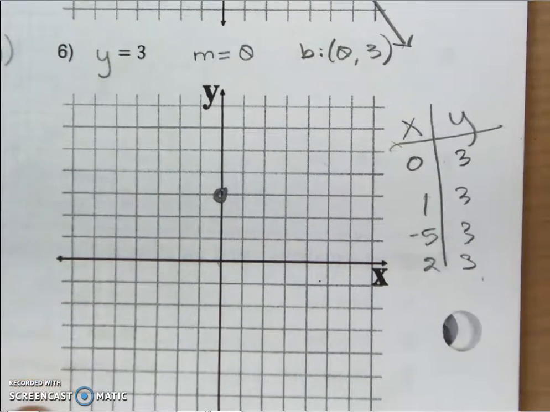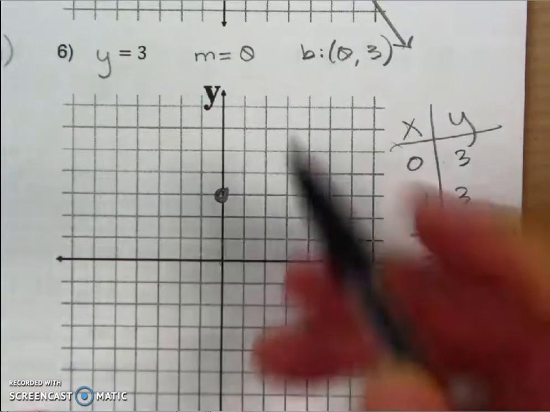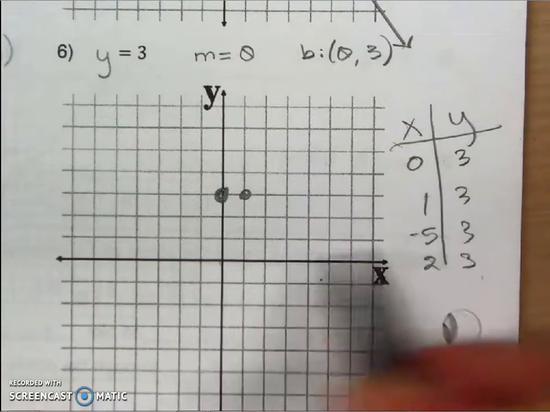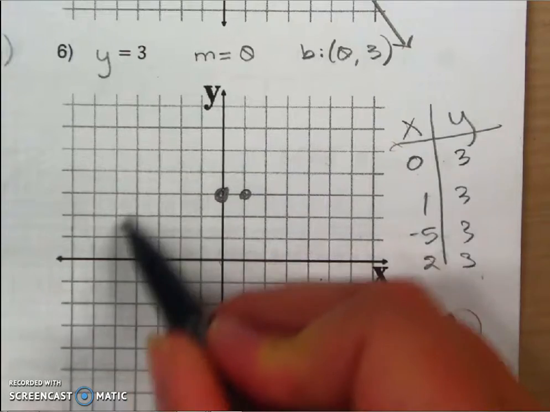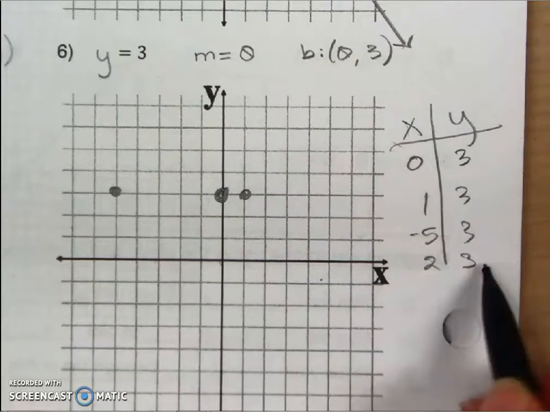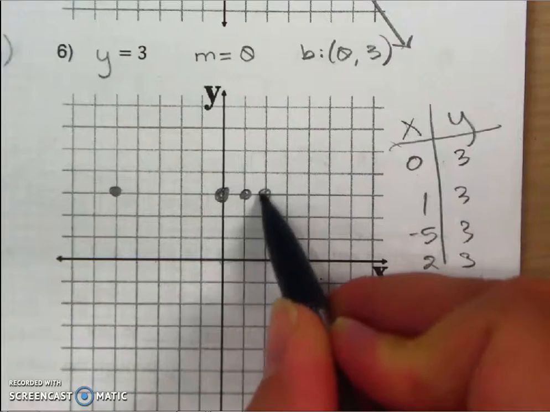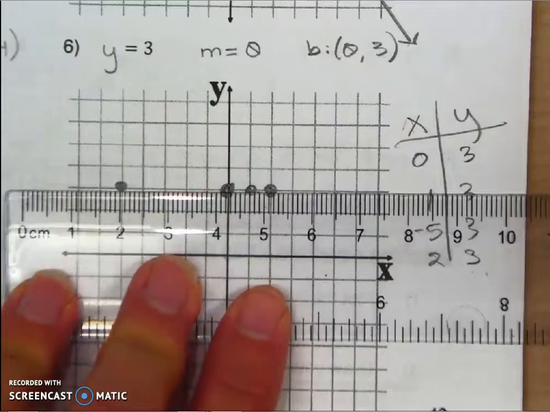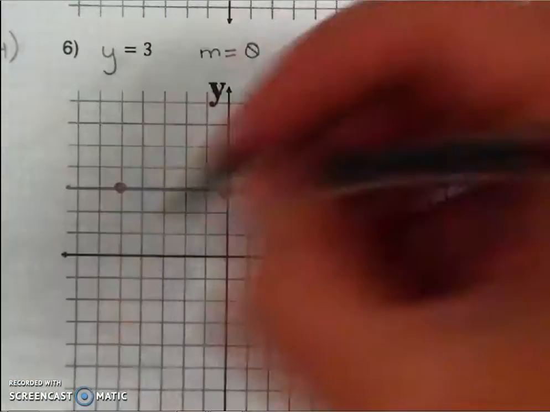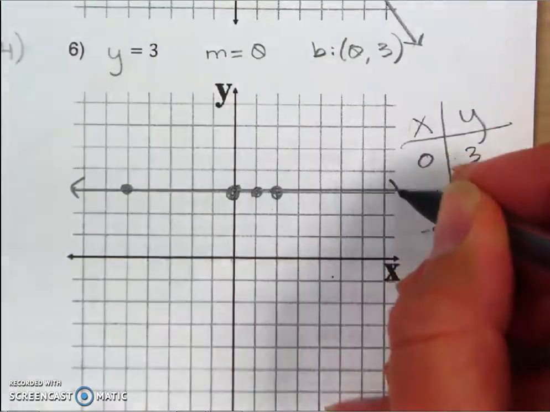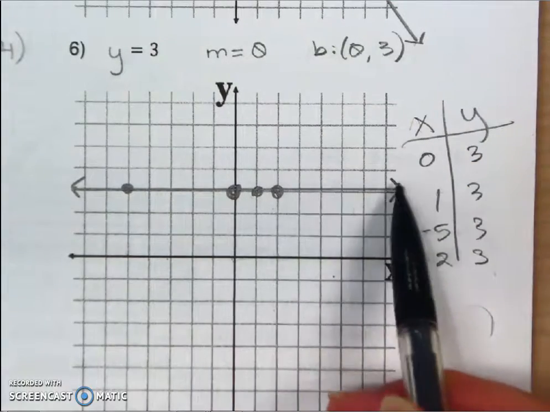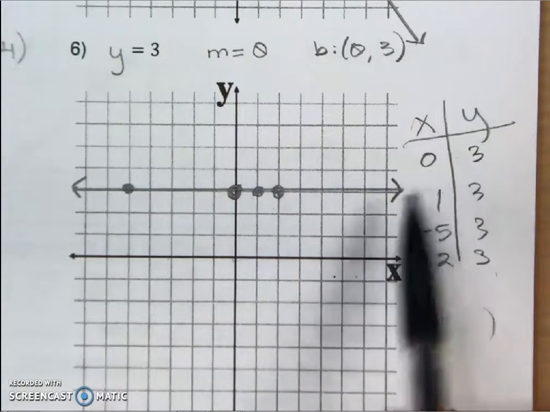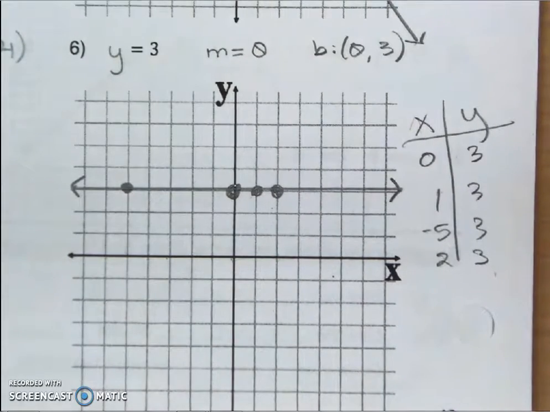And so let's go ahead. I have 0, 3 there. 1, 3 would be there. -5, 3: 1, 2, 3, 4, 5, -5, 3 would be there. And 2, 3 would be right there. So you'll notice that if I use those points and connect them, that's how I get that horizontal line. That's how I get that slope dude's 0 fun, going straight across that horizontal line. That's how it happens. So if the equation just says y equals 3, then we know x can be anything. Y just has to equal 3.